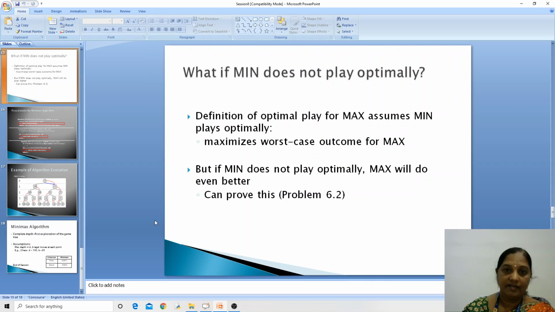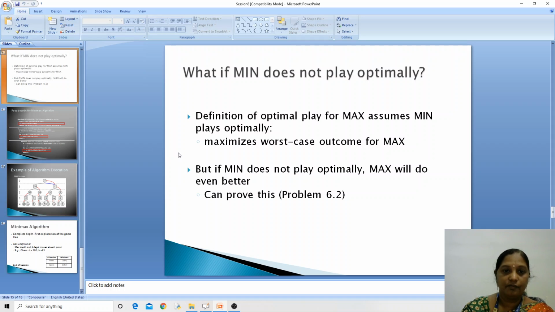And what if min node does not play optimally? So as per the definition of optimal play, max assumes min plays optimally, so maximize worst case outcomes for max. So what is the worst case? If the min does not play optimally, what is the situation? So we are going for the next one, which is alpha beta pruning.